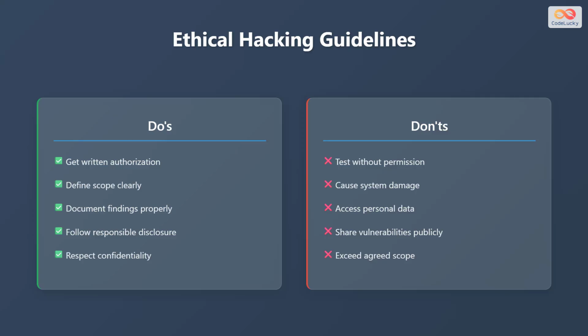Follow responsible disclosure practices by reporting vulnerabilities to the appropriate parties first, allowing time for fixes before any public disclosure. Always respect confidentiality agreements and protect sensitive information discovered during testing. Critical prohibitions that must never be violated include testing systems without explicit permission, which can result in serious legal consequences.